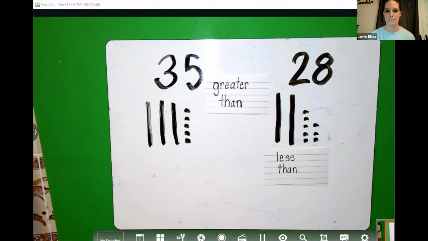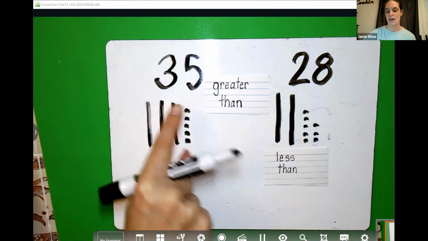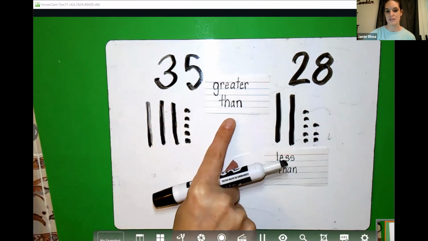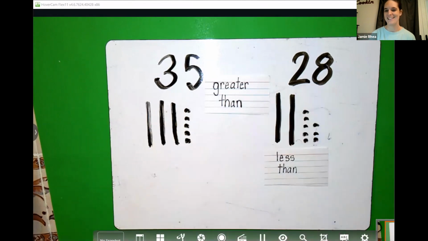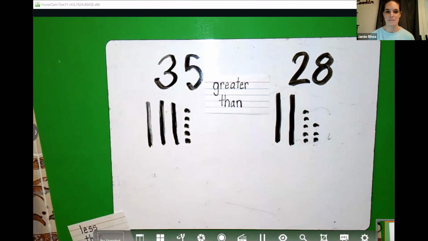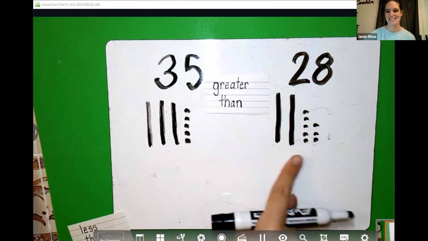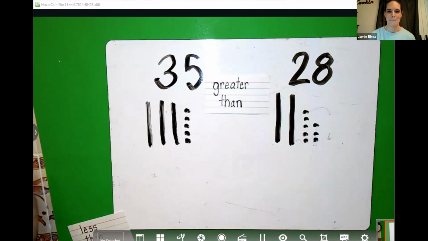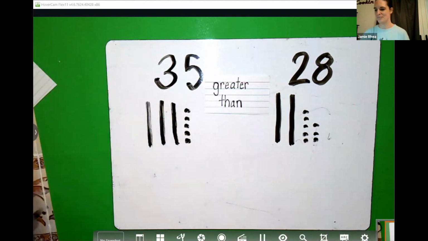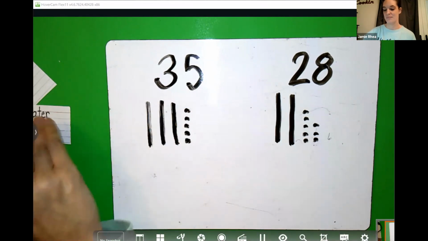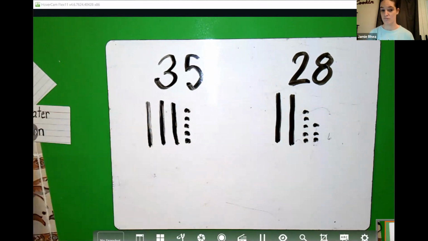Read this sentence out loud with me. Ready? 35 is greater than 28. Or we can say 3 10s, 5 1s is greater than 2 10s, 8 1s. Oh yeah! Does anyone else notice something interesting about the card we keep using? We always use the card on the left. That's because we read from left to right.